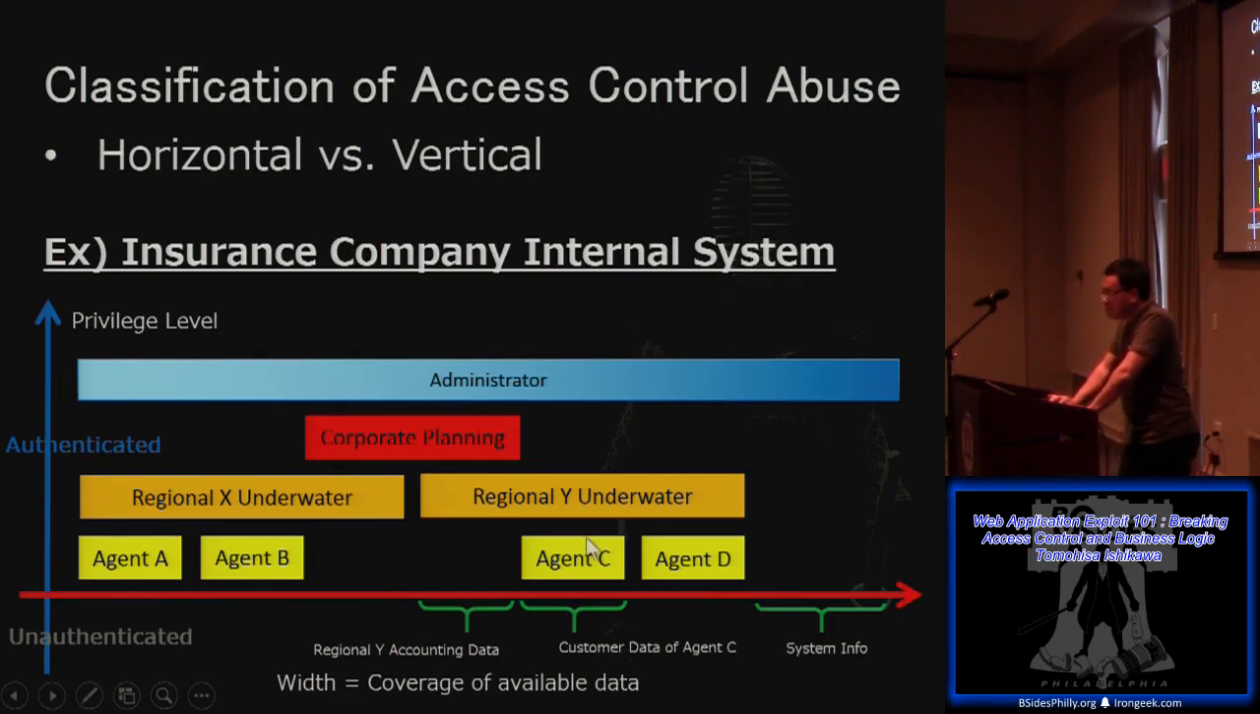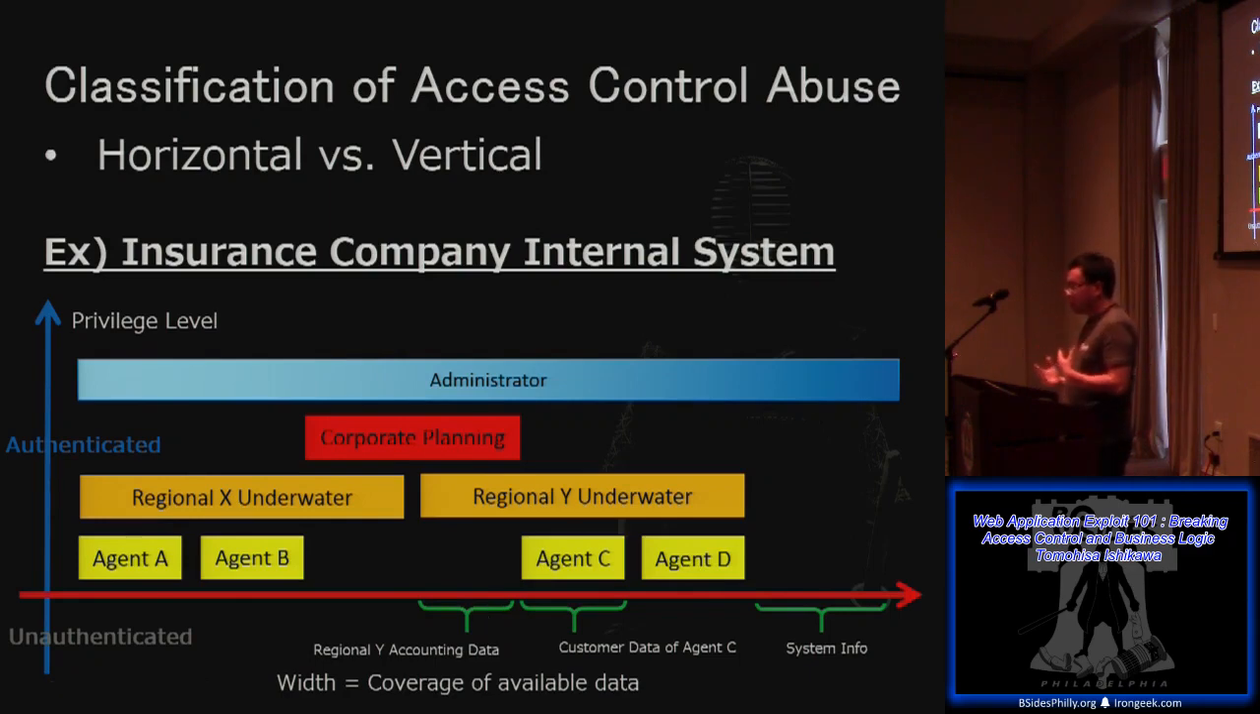For example, an agent in the insurance company can only see the customer data of that agency, for example. So that is a very low privilege. On the contrary, for example, regional Y underwriter can see the data of agent C and agent D, and some accounting data of the regional Y. Please imagine this system. I'd like to explain what horizontal access control abuse means and what vertical access control abuse means.